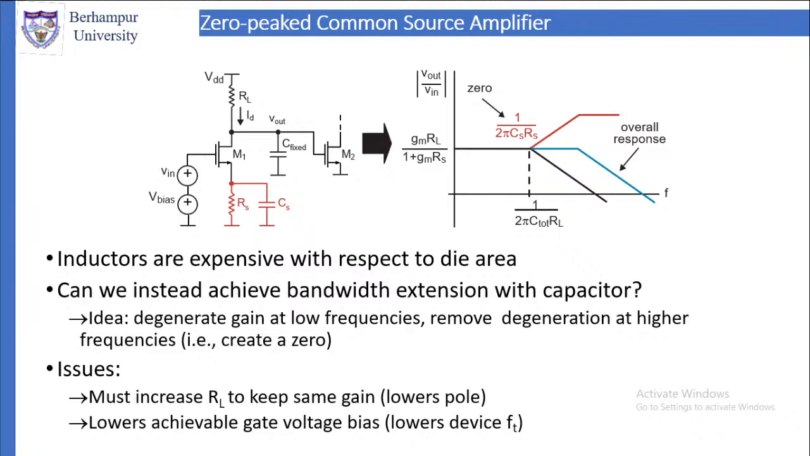So can we instead achieve bandwidth extension with a capacitor? That is what we are trying to do. Zero-peaked common source amplifier. In this, we are trying to extend the bandwidth with a capacitor instead of an inductor. What is the idea? The idea is to degenerate the gain at lower frequency and remove the degeneration at higher frequencies, so at higher frequency we create a zero. The issue is we must increase RL to keep the same gain at the lower poles, and we have to lower the achievable gate voltage bias.